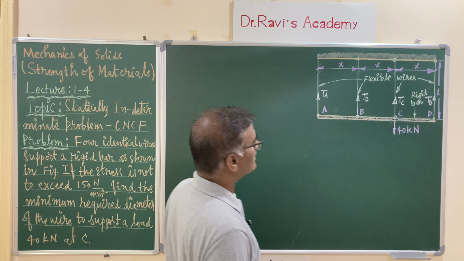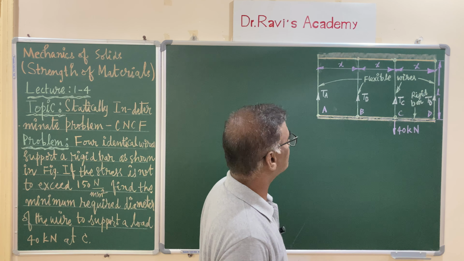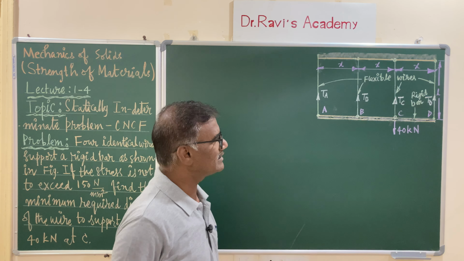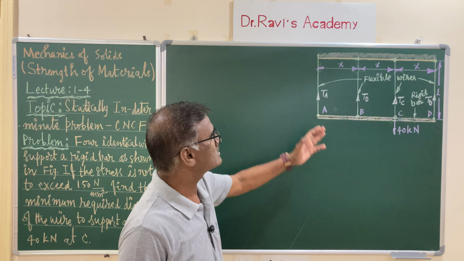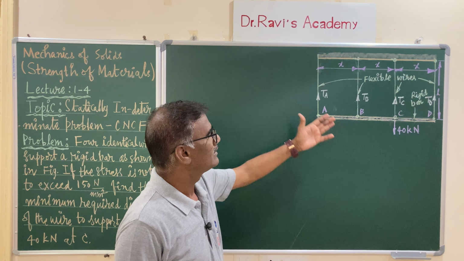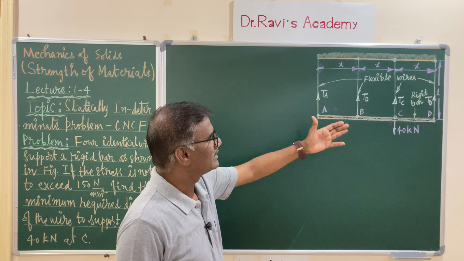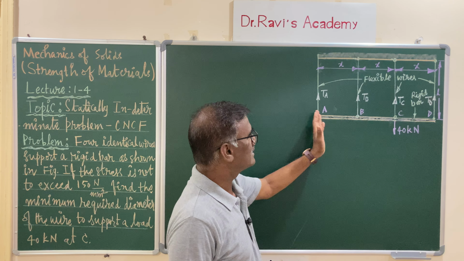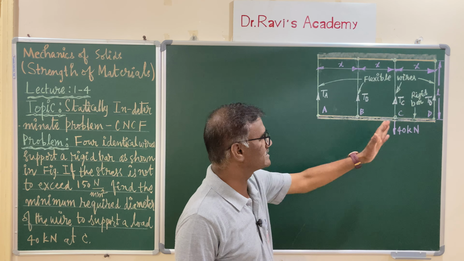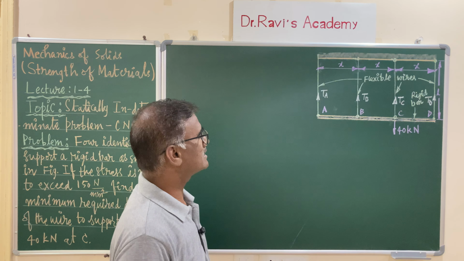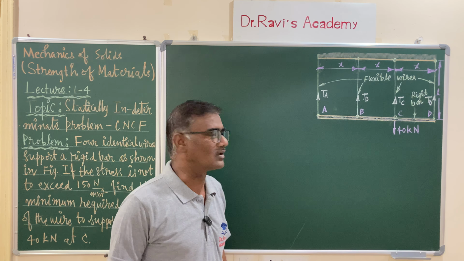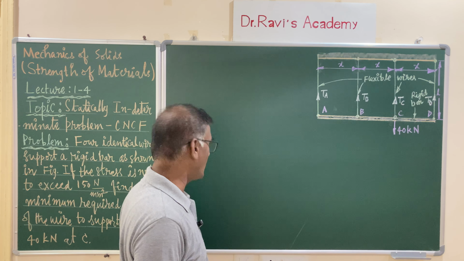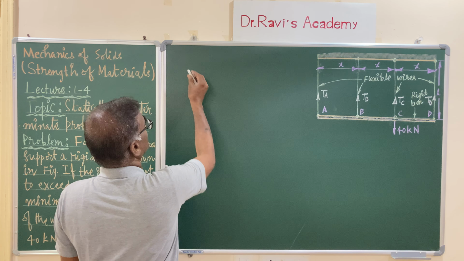And now let us apply the equations of equilibrium. This is clearly coplanar non-concurrent forces. All the forces are lying in a single plane, and all the forces are meeting at different locations. It is acting at different locations A, B, C, D, and so on. So this constitutes coplanar non-concurrent forces, and you have three equations of equilibrium.